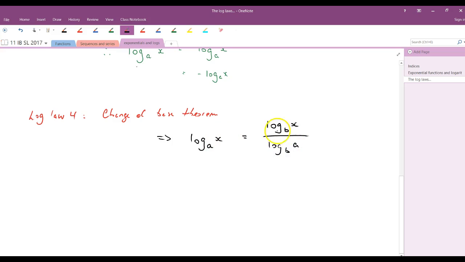So you see what's happened there? I just changed the base to b, it becomes a fraction, and I've got x over a in those positions. That's my change of base theorem. Let's do a few examples, and then we'll be ready to go into the exercises.